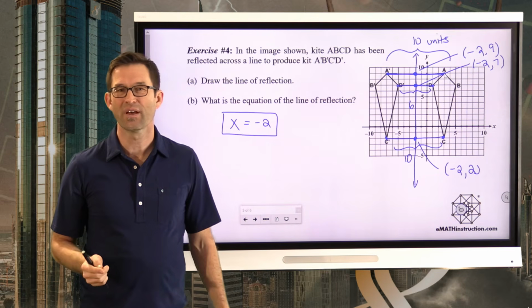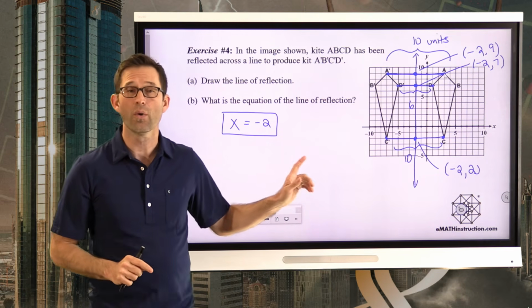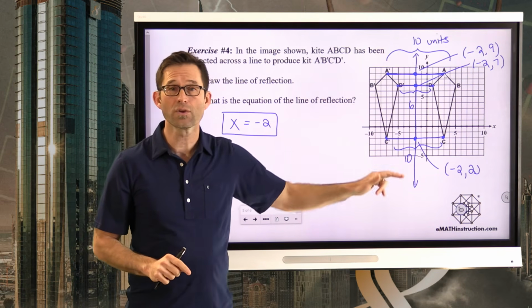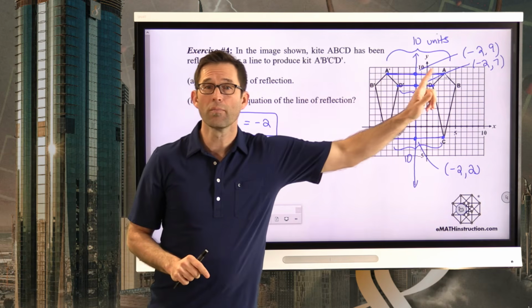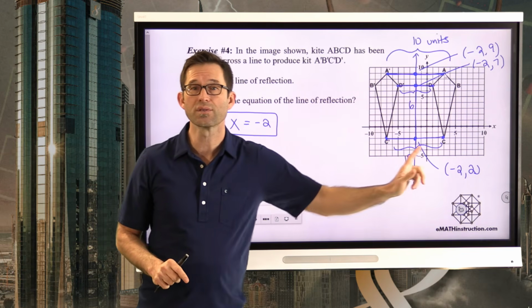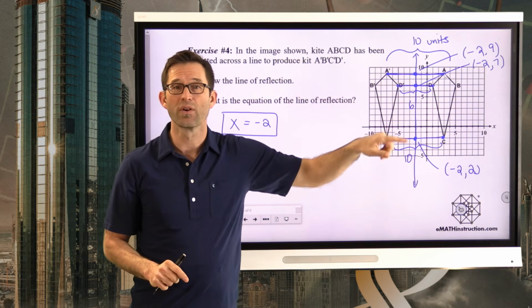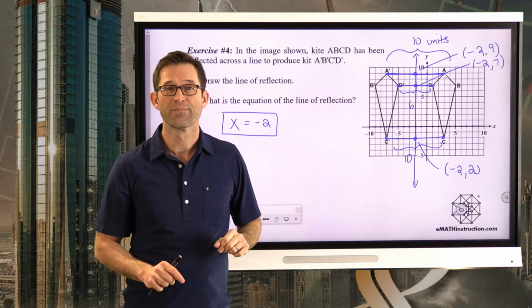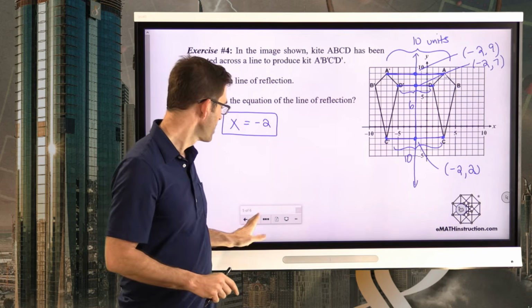All right? So not too bad. The key, though, again, is going back to this idea that the line of reflection must be the perpendicular bisector of these segments, which allows us to actually figure out where it should be plotted. All right, let's wrap this up.